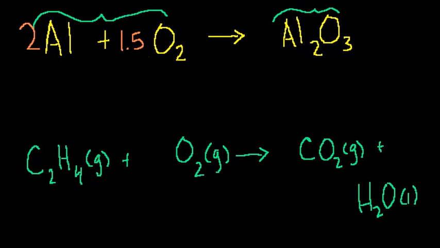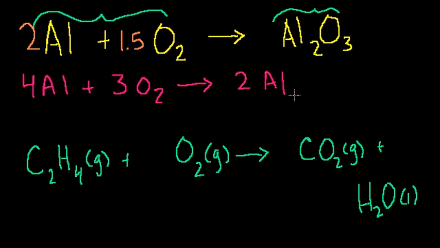So let's just multiply both sides of this whole equation by 2. And we have 4 aluminums plus 3 oxygens yields, we multiplied everything by 2, 2 molecules of aluminum oxide.